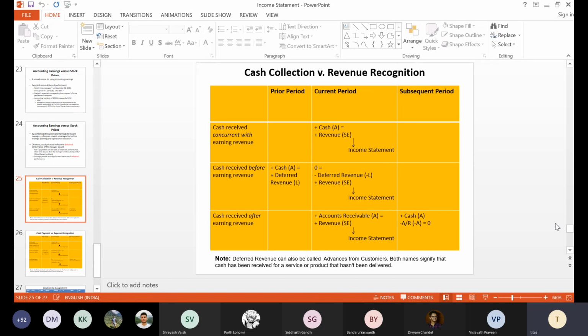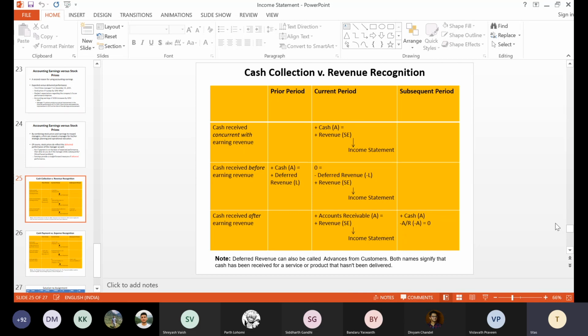So it is the advance payment made by others to you. So you have received the payment earlier and you are going to deliver it later on. So advance payment made to you. The next is cash received after the earnings, after earning the revenue. First you delivered and then this is kind of receivable. So you have delivered the goods but you are getting the cash later on.